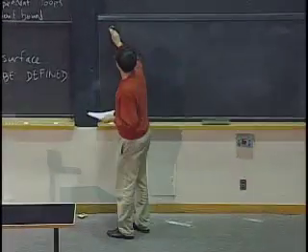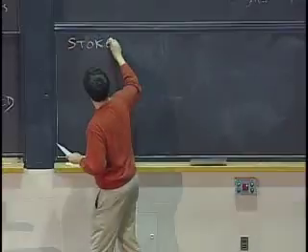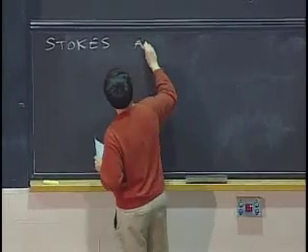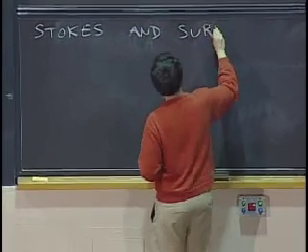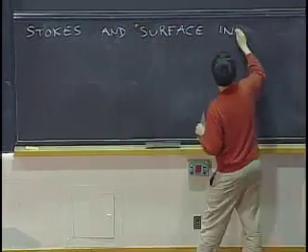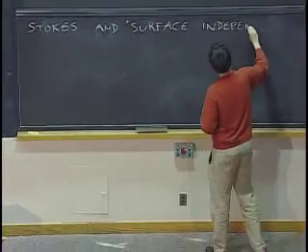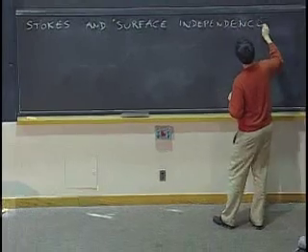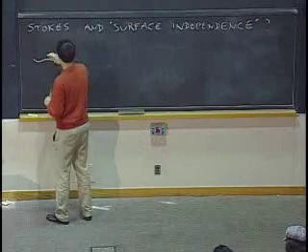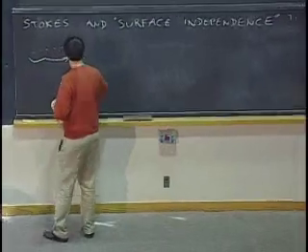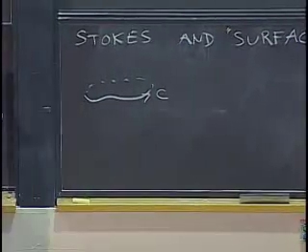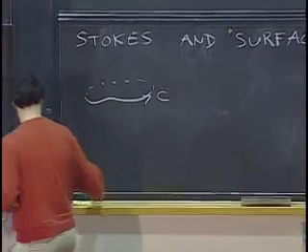So one question you might have about Stokes' theorem is how come we can choose whatever surface we want? Sure, it seems to work, but why? So I'm going to say a couple of words about surface independence in Stokes' theorem. So let's say that I have a curve C in space, and let's say that I want to apply Stokes' theorem. So then I can choose my favorite surface bounded by C.